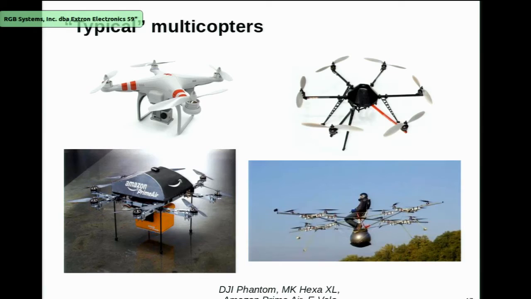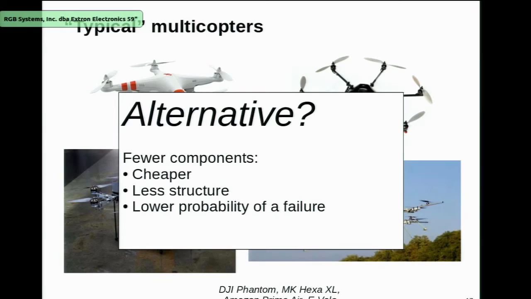So you can ask yourself, is there an alternative? Can I use fewer components? Fewer components, obviously, it's cheaper, at least to first order. You use less structure. Every additional motor you add, you need to attach to the body. And somewhat counterintuitively, there's a lower probability of a failure occurring. As they say in aviation, the safest engine you can have is the one that's not on your airplane, because it can't fail. So if I can have fewer propellers, the probability of any one of them failing is lower. And I'm going to argue that you can hover a multicopter with as few as one propeller.